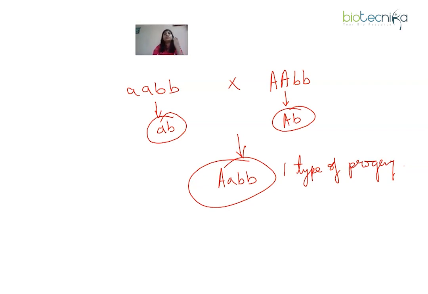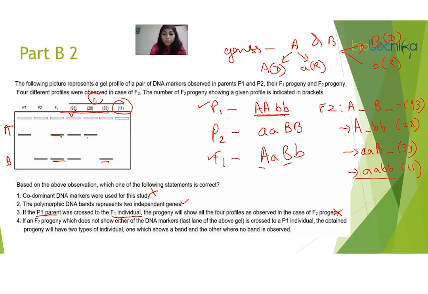So the other progeny with no band is shown. That we are not even getting here. So again, this statement, the fourth statement, is wrong. Okay. So we were correct with our interpretation. That answer is the correct answer. According to the profile that is given to us, the answer is option 2. That is the correct statement.